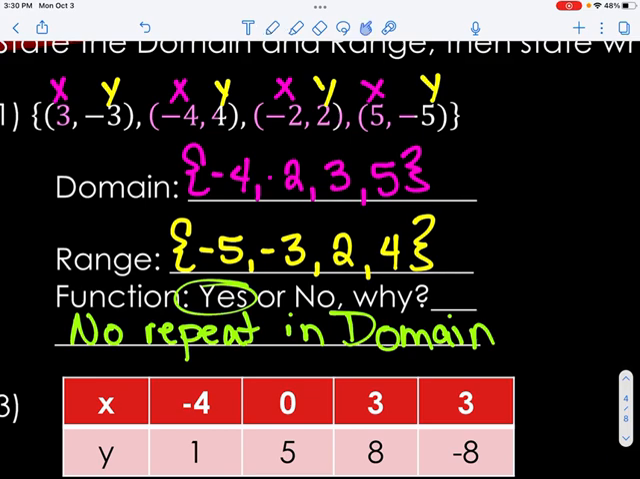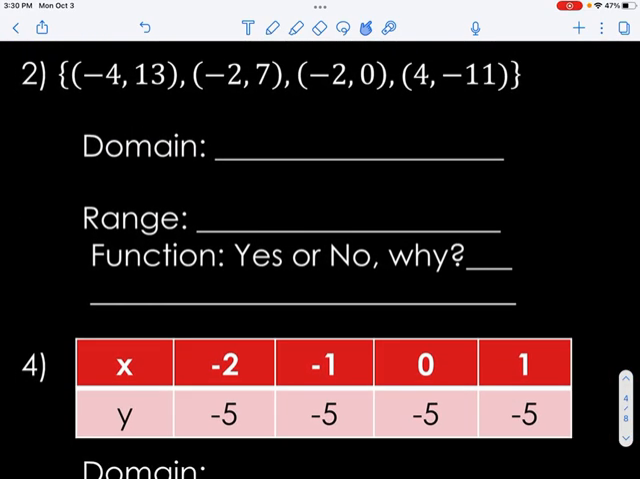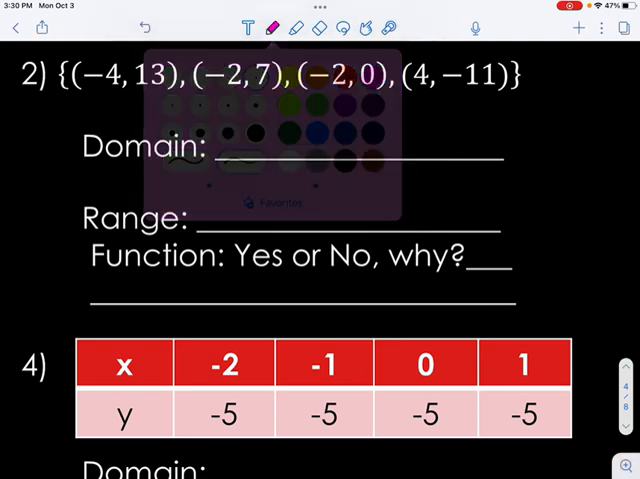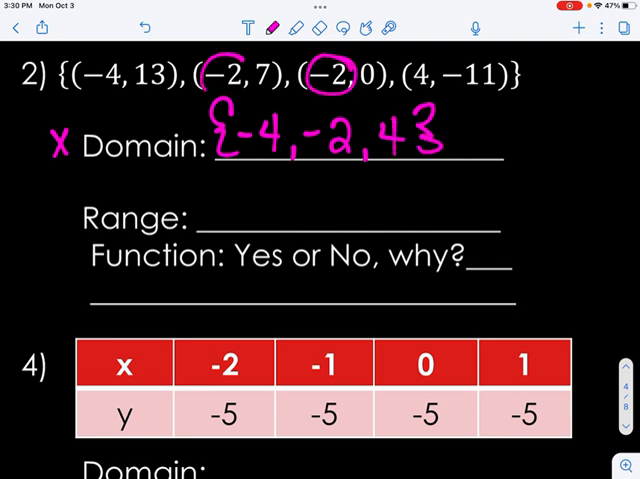Okay, so that's how we determine that. So let's try another one. So if we come over here, we start off, remember, domain is our x values. So we come in here and we say, okay, what's the smallest x? And it would be -4. My next one is -2 and 4. Now notice we have two -2's here, but I only wrote one. I don't write repeating ones.